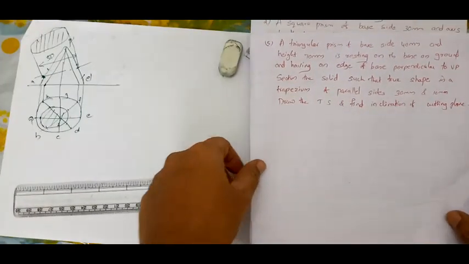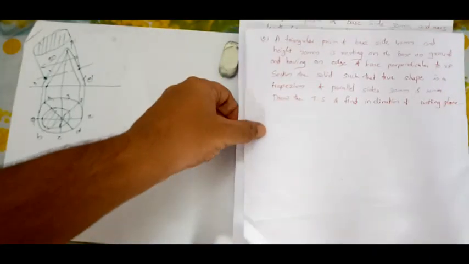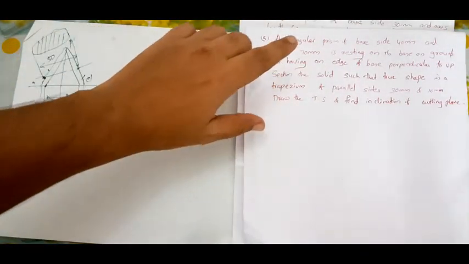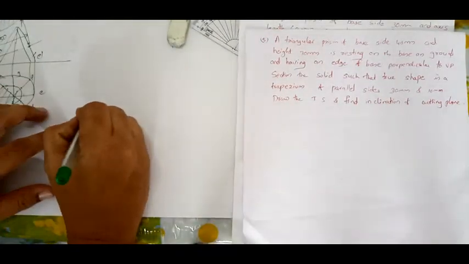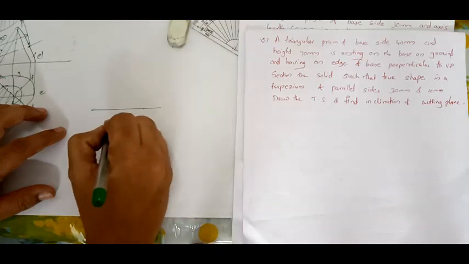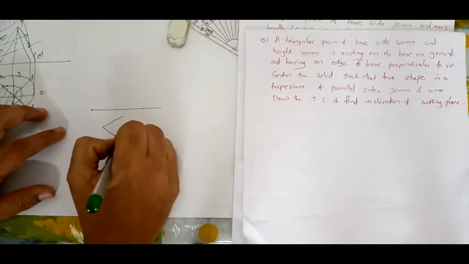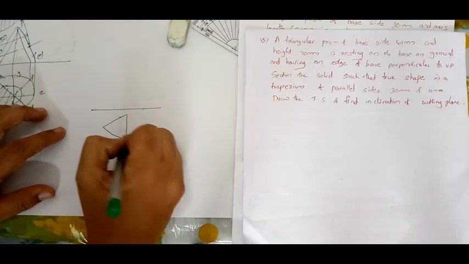A triangular pyramid of base side 40 mm and height. So here there is a triangular pyramid, so triangular prism. They have given a triangular prism, base side 40 mm, height 70 mm, resting on its base on ground. So first we will draw the triangular prism.